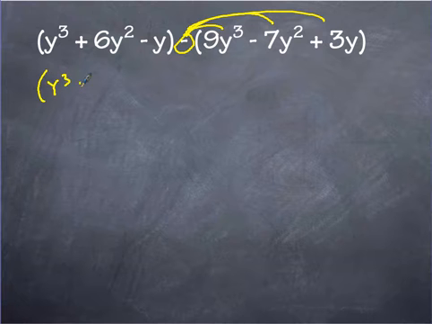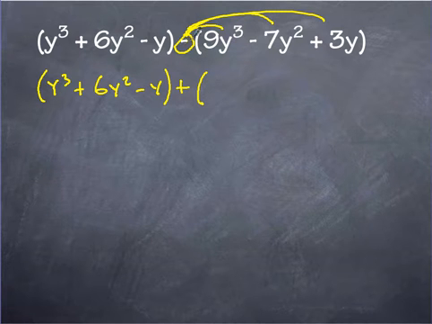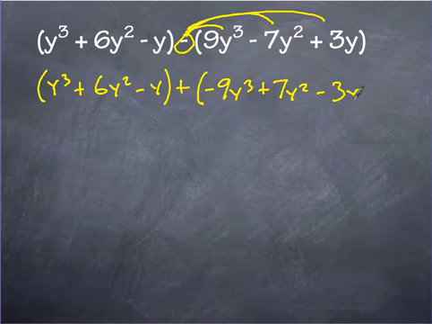Y to the third plus 6y squared minus y, and then plus, and then we're going to get rid of this subtraction sign by actually distributing it to each term in the second trinomial. Negative 9y to the third. When I distribute here, this minus sign and this minus sign will cancel out, become a plus. And then this minus sign distributed over here, we get minus 3y. By doing this, we avoid making the mistake of skipping over the subtraction and accidentally doing something like addition. By changing it to addition, we avoid that mistake.